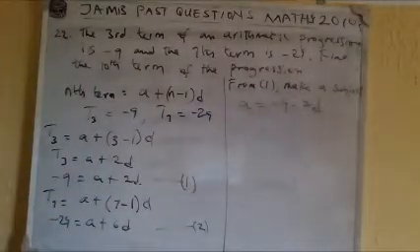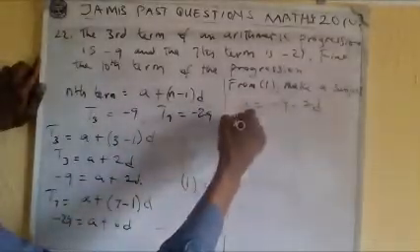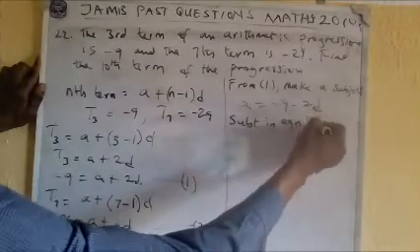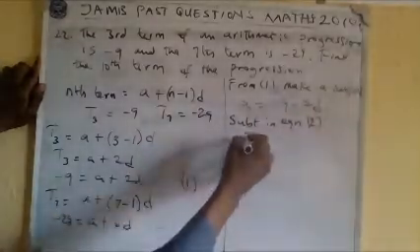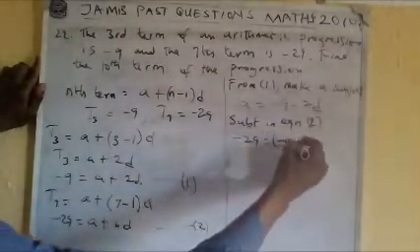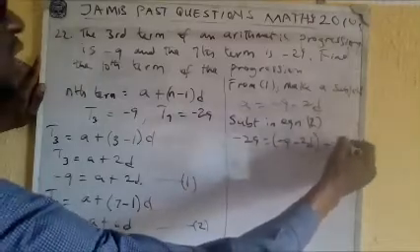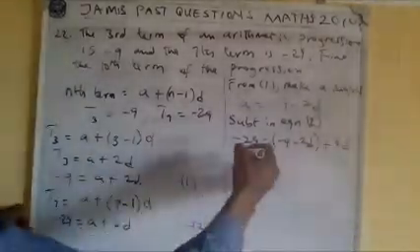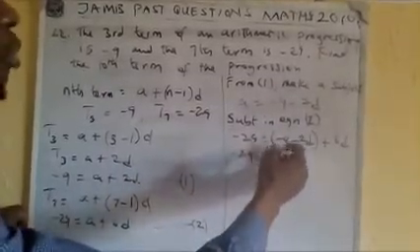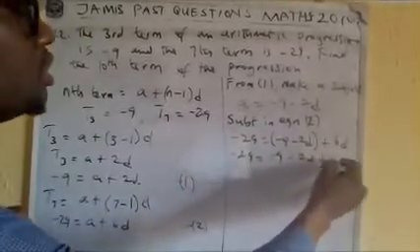The next thing I will now do is to put this one in equation 2. Substitute in equation 2. Okay, so equation 2 here says -29 is equal to, where I see a, I put what I have here, so -29 is equal to, then I open this bracket, -9 minus 2d, plus 6d.